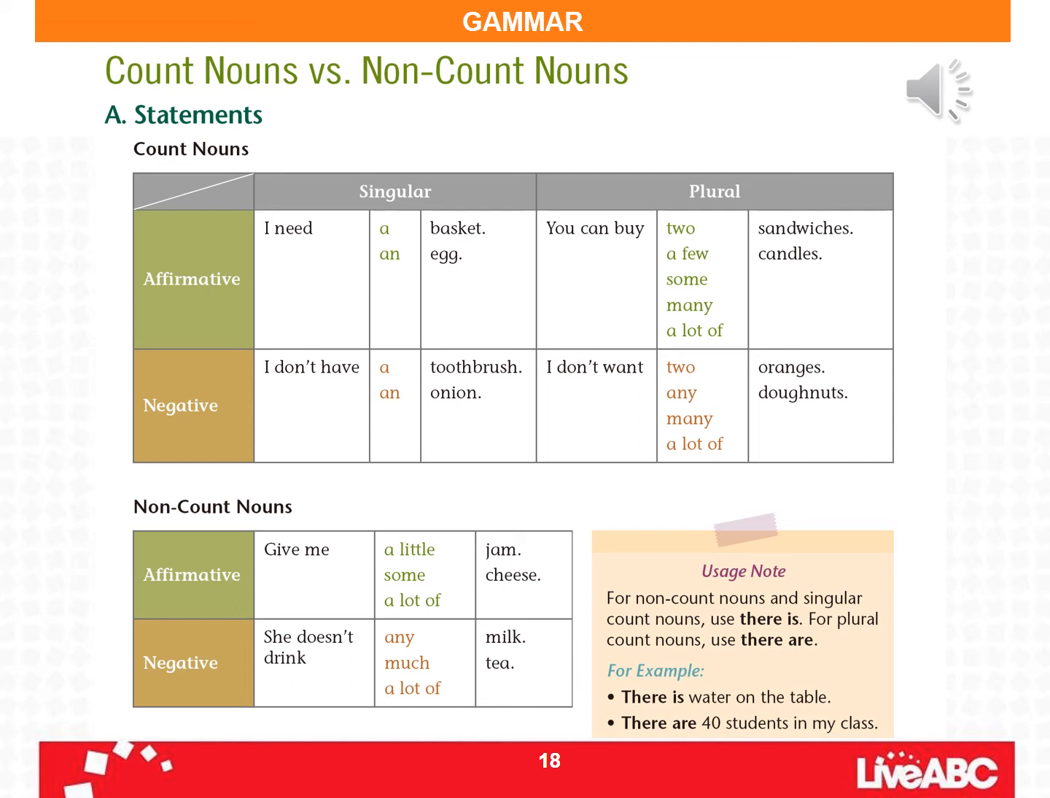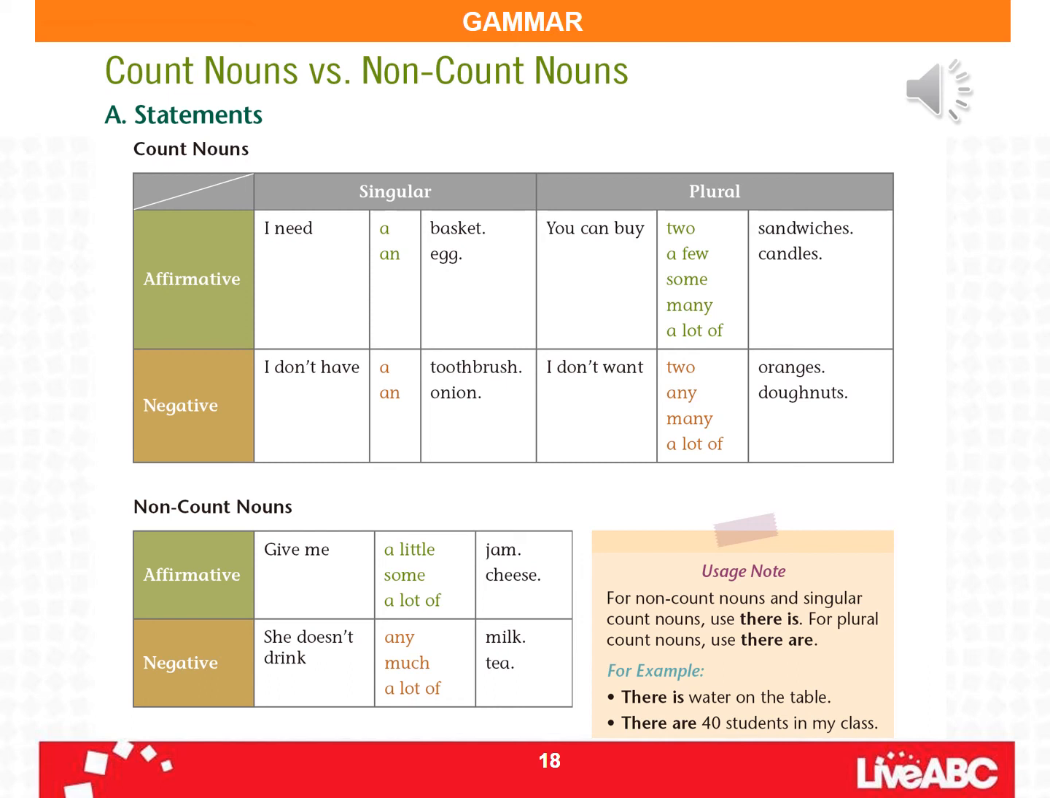And the negative form, we say, she doesn't drink any milk. She doesn't drink much milk. Here we are using doesn't because we are using the third person singular she. That's why we have to say she doesn't drink a lot of tea or milk. This is for liquid. As you can see, we are using quantifiers for non-count nouns: any, much, a lot of.